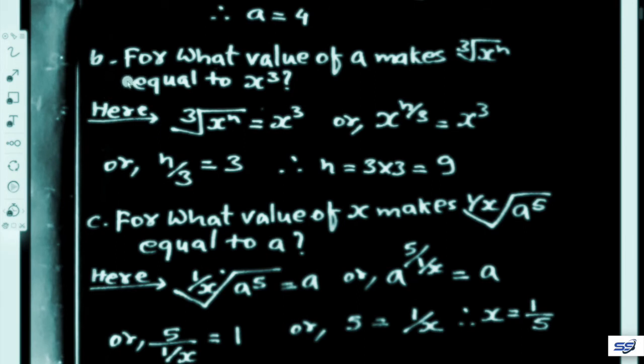B number: for what value of n does the cube root of x power n equal x cube? Here the cube root of x power n equals x cube. Again, 3 comes at the bottom of n, so x power n upon 3 equals x cube. Now the base x is common, so we can simply write, as we did before, n upon 3 equals 3.